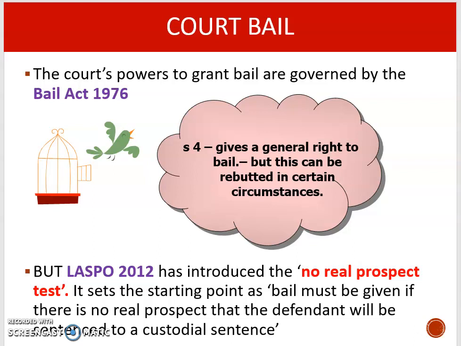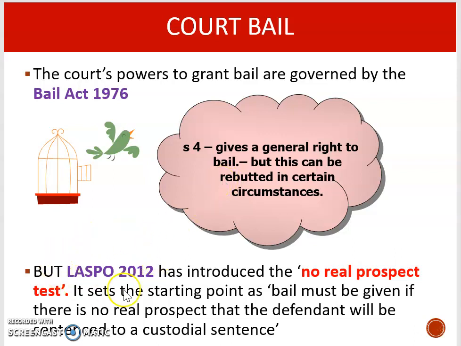The court's powers to grant bail are governed by the Bail Act 1976, and Section 4 of this Act is very important. It gives a presumption in favour of bail, and that means there's a general right to bail, meaning usually you get bail, but this can be rebutted in certain circumstances. So usually you'll get bail, but we can take that general rule away if certain circumstances apply.